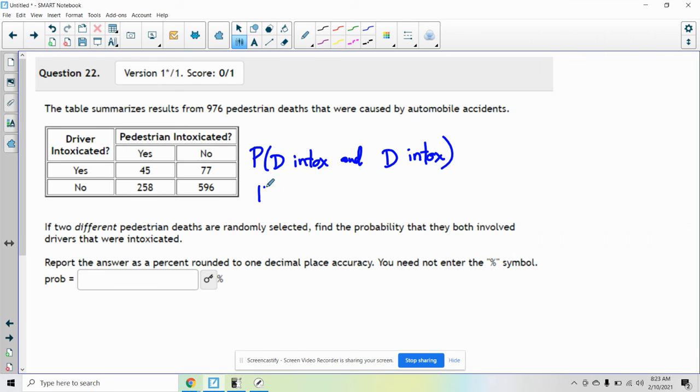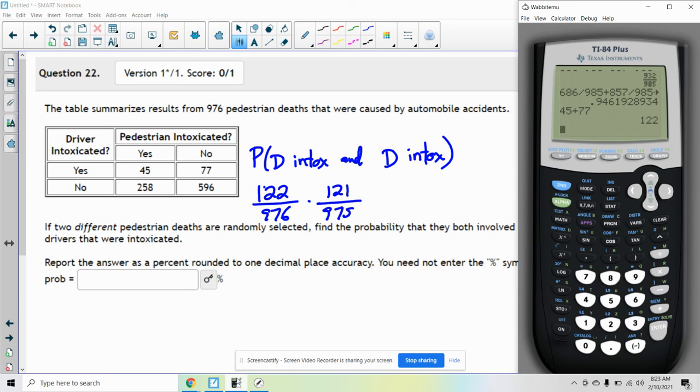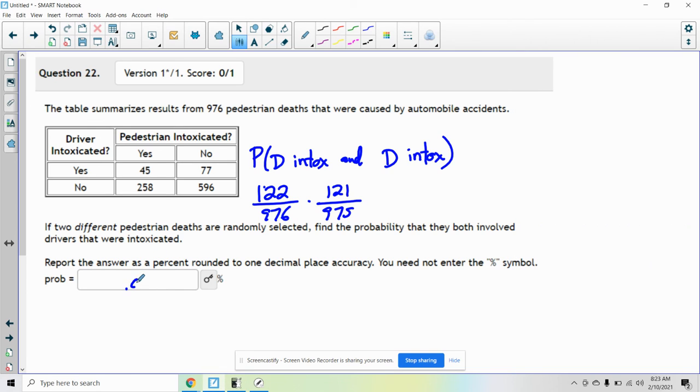There we go, 122 over 976 times, we got what we wanted, so this is going to be 121 over 975. Divided by 976 times 121 divided by 975. 0.0155. As a percent, that would be 1.55%.